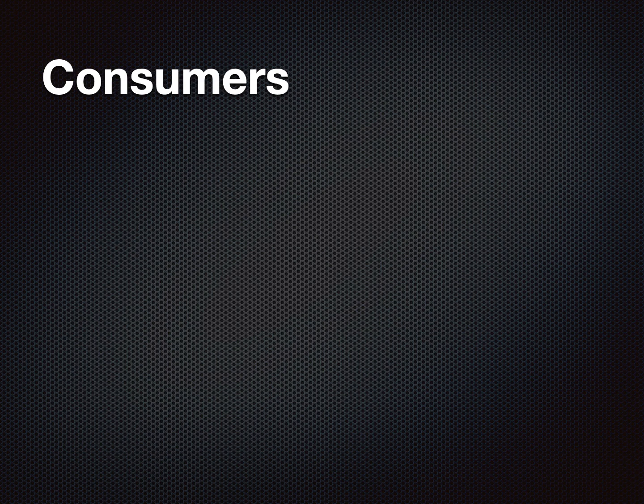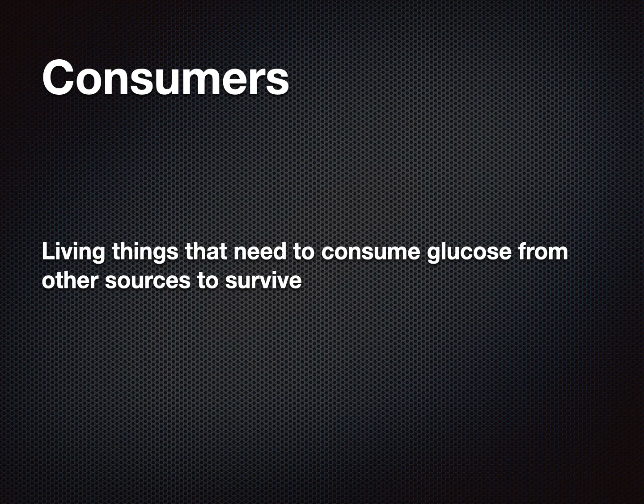Let's talk about what we all are, and that's consumers. Consumers are living things that need to consume glucose from other sources to survive, meaning they have to consume food. Consume means to take in, because we cannot make our own. Think about consumers as also being people who shop, because you're going out to get something. Same thing here: you have to eat to get something, and what you're looking for when you eat something is glucose. There's a reason why your parents tell you to eat your vegetables, because they're full of glucose and it's good for your body.